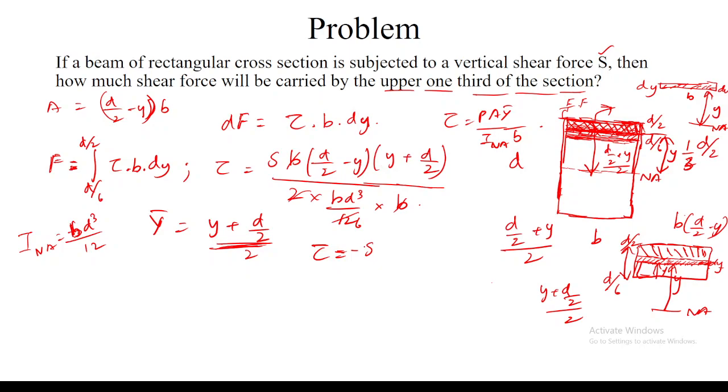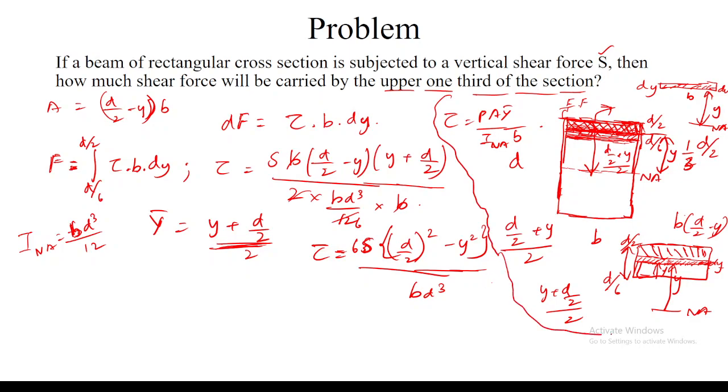D by 2 minus Y and D by 2 plus Y can be written as S into D by 2 the whole square minus Y square, divided by BD cube, with the 6 also taken to the numerator. This substitution is fine, right? So it is 6S into D by 2 the whole square minus Y square divided by BD cube.